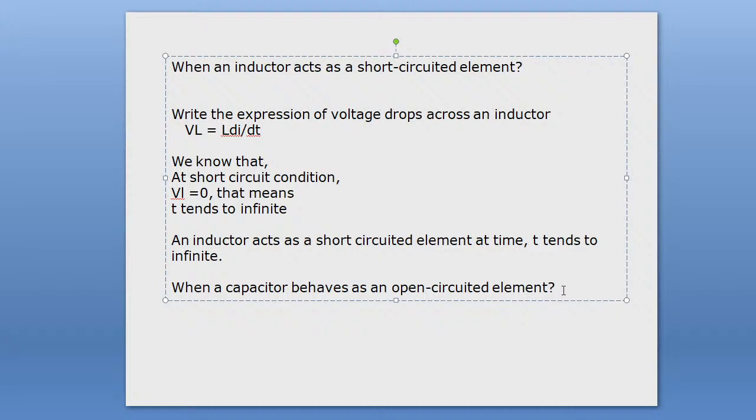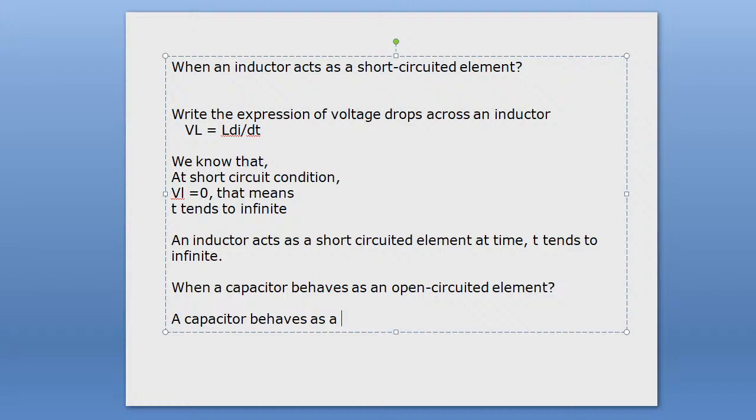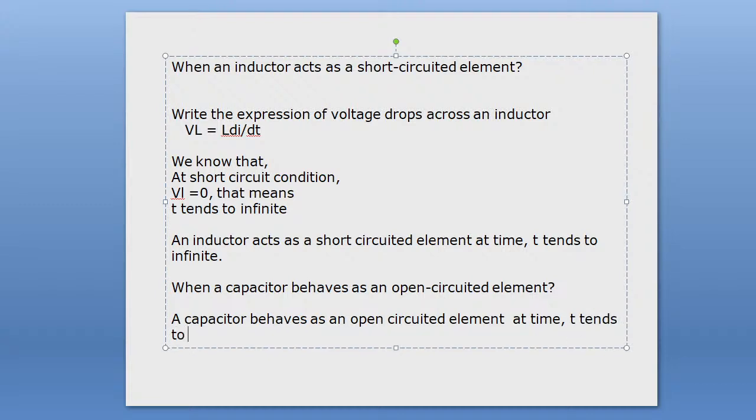The right answer is, at time t tends to infinite, a capacitor behaves as an open circuited element.